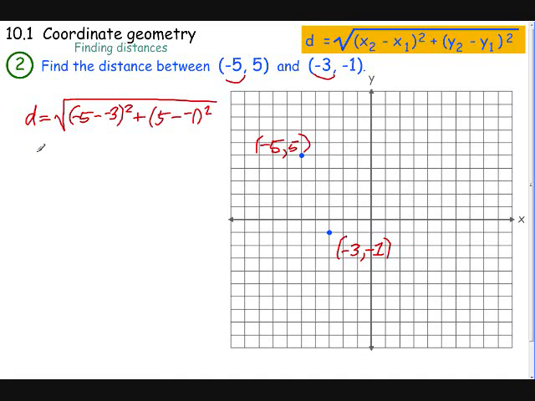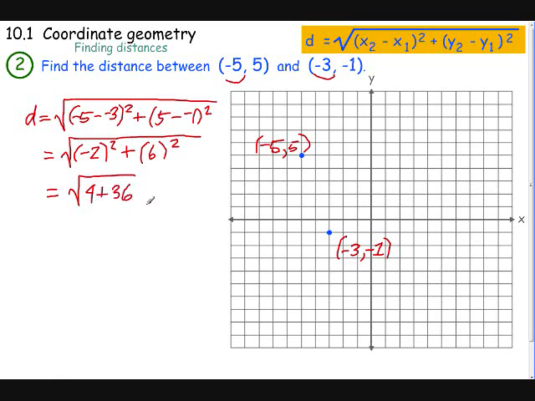So my distance is equal to the square root of, let's see, negative 5 minus a negative, so it's going to become a plus. So negative 5 plus 3, and over here a positive 5 plus 1. So I end up with the square root of 4, right? If I square any negative, it always becomes positive, plus 36, which is equal to square root of 40.